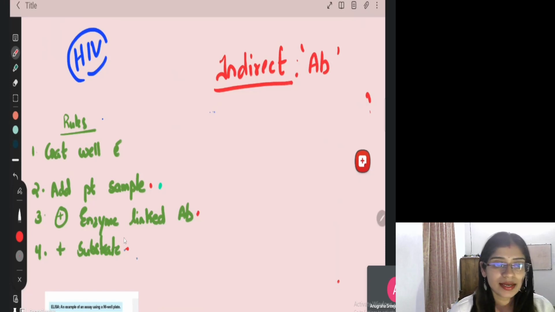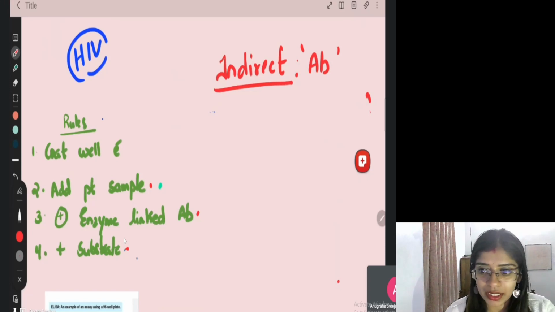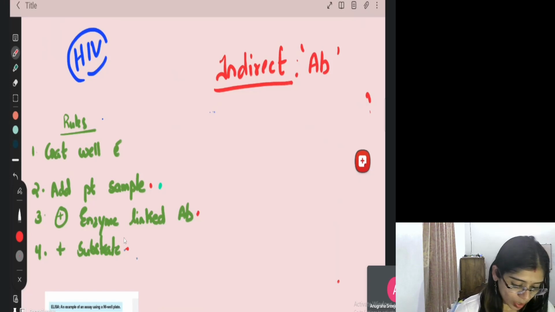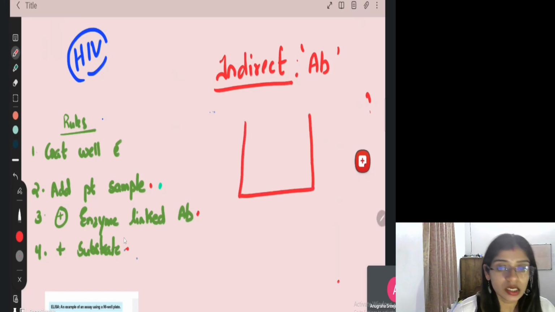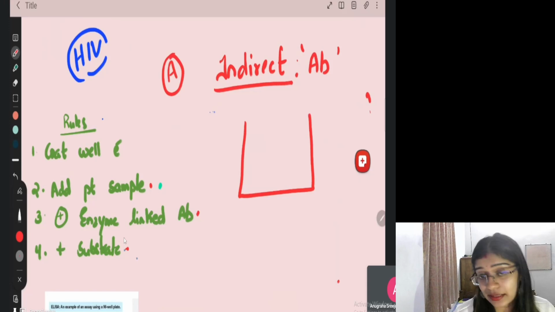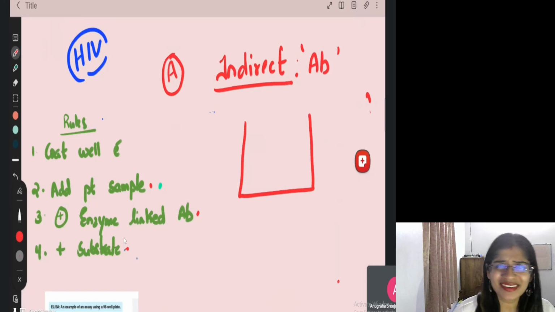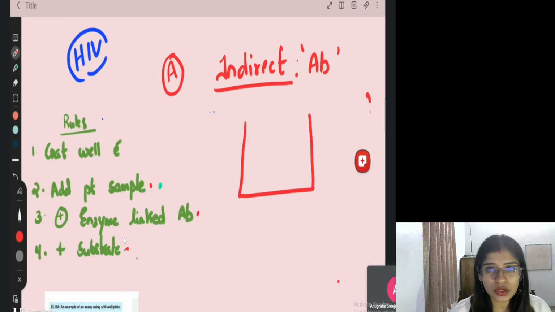Here I'm taking the example of an HIV patient. I'm drawing the well here. Let us say the doctor gives you patient A and tells you, I think the patient is positive for HIV, check his antibodies. So what do you do? You will do indirect ELISA, or you can also do competitive ELISA, because both are used to check antibodies of diseases. You can do both actually for double confirmation of the disease.